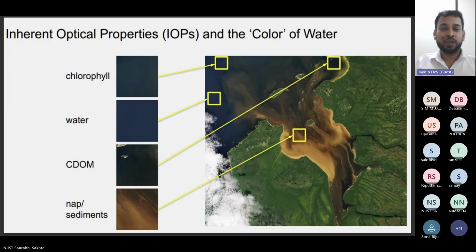So why is water color, or remote sensing reflectance, necessary? This is a certain portion of a satellite image. This is a Landsat 8 image, showing a tropical estuary. This is the river and the mouth of the river.